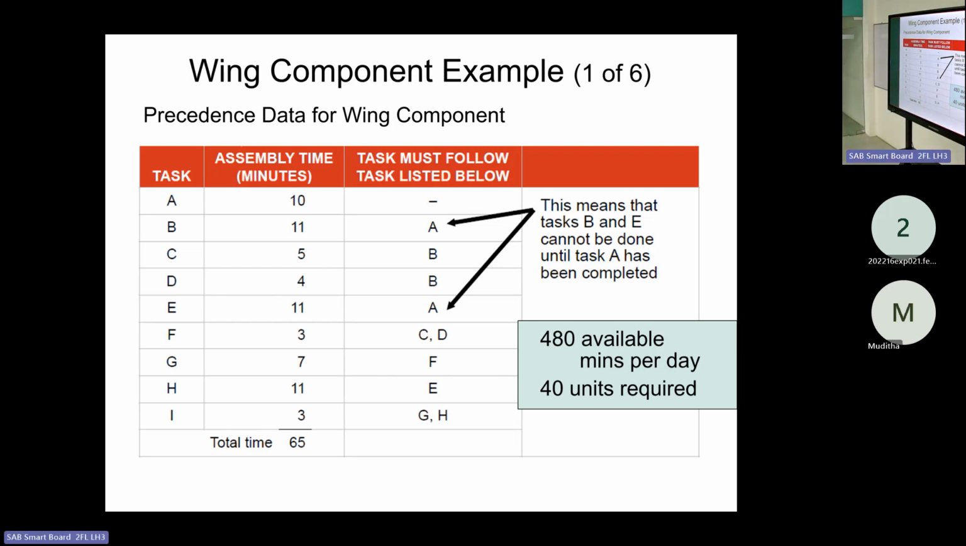Quickly, we have limited time. We have very limited time. So quickly try this. Use this information, the precedence requirements and the tasks and task times, and draw the precedence diagram that shows in which order to complete the tasks.